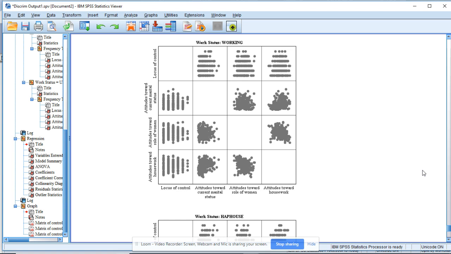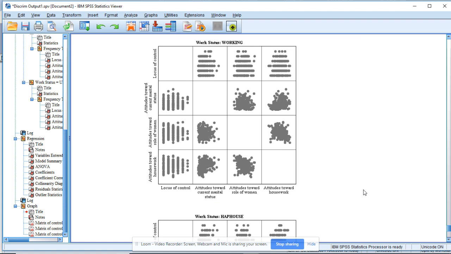And so here we have individual scatter plots for each comparison of each of the variables for each of the groups, if that makes sense. So you're comparing locus of control and attitudes towards housework here, and locus of control and the attitudes towards women. And this is for the working women group. So hopefully that makes sense. It's a comparison of each, and these empty ones here are where the variable is meeting itself, because obviously that's going to be a perfectly linear relationship.